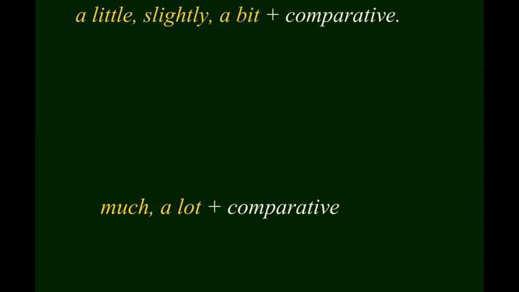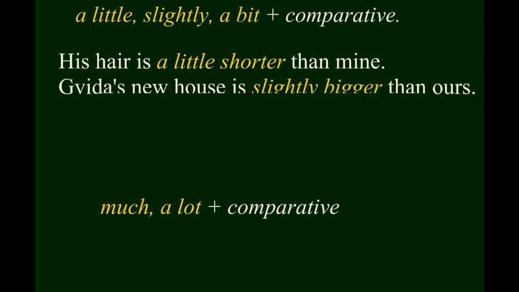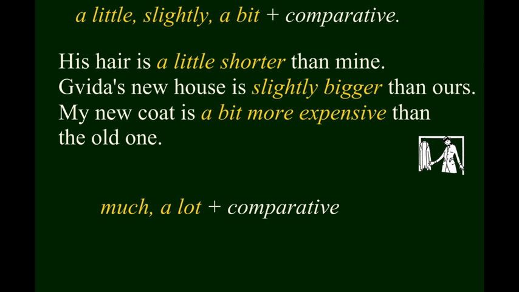When we want to describe little similarities, we usually use some words such as a little, slightly, a bit, plus the comparative degree of the adjective. And here are some examples. The first one. His hair is a little shorter than mine. Jo plaukai yra truputėlį trumpesni nei mano. So the word little and shorter, the comparative form of the word short.